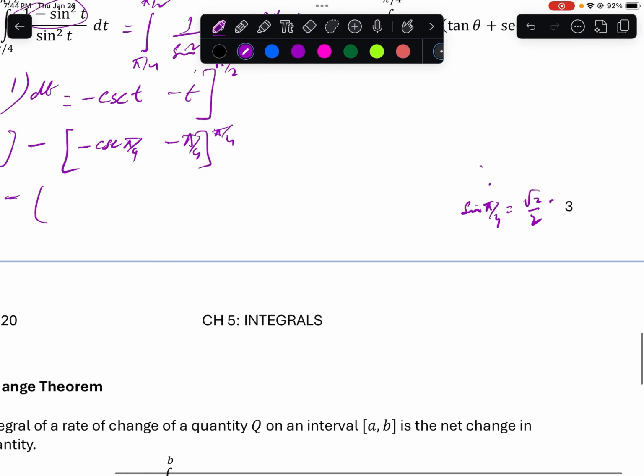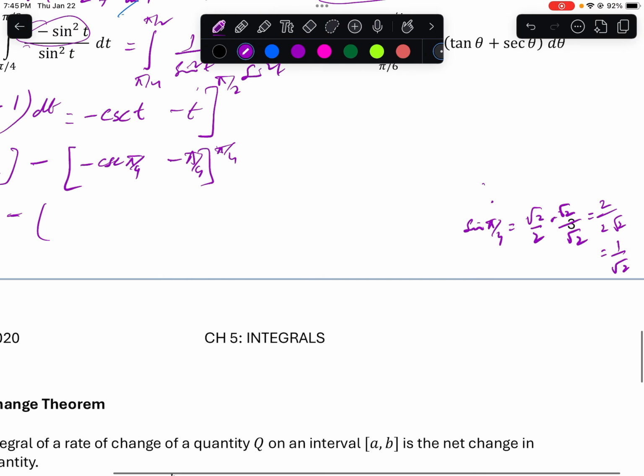What I do here is I rationalize the numerator, because remember it's 1 over cosecant. Cosecant is 1 over sine, so square root 2 will be in the denominator. So we will have to rationalize anyway. So here I am getting 2 divided by 2 square root 2, which gives me 1 over square root 2. So now if sine of pi over 4 is 1 over square root of 2, then cosecant of pi over 4 will be square root 2 over 1 or square root 2. So negative square root of 2 minus pi over 4.